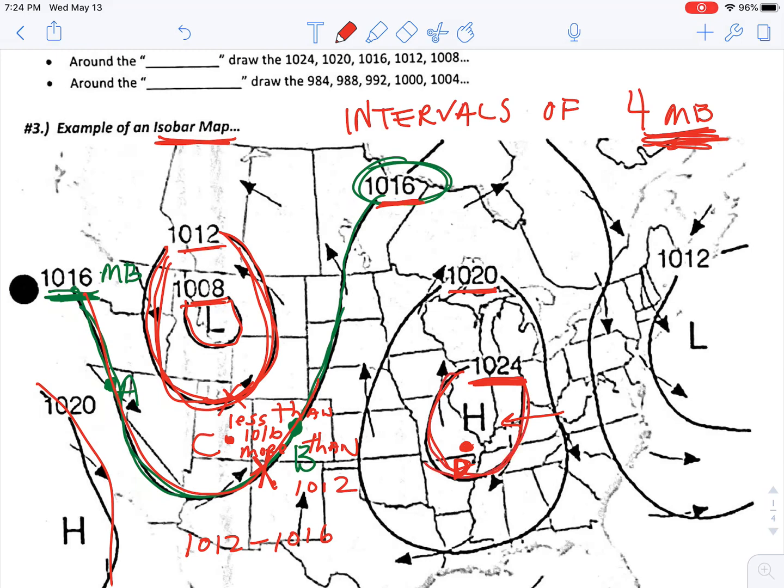I do not see a 1028 line, so D is somewhere between 1024 and 1028, but it can't be 1028 and it can't be 1024 because then it would be on a line. So it's somewhere in between that range.